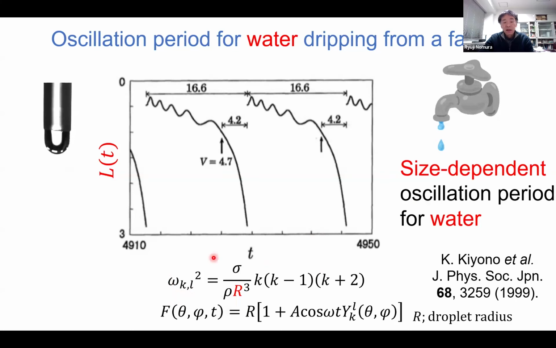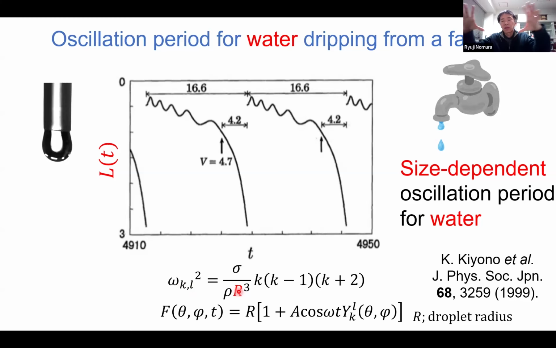expression. This is a calculation of the oscillation frequency of the spherical free droplet. And deviation from the sphere is specified by this spherical harmonic function Y, and the k, l are the indices to specify that mode. So omega_kl is the oscillation frequency for the kl mode. And you see that R is the droplet radius. So this means that the larger droplet should oscillate at lower frequency or in a longer period.